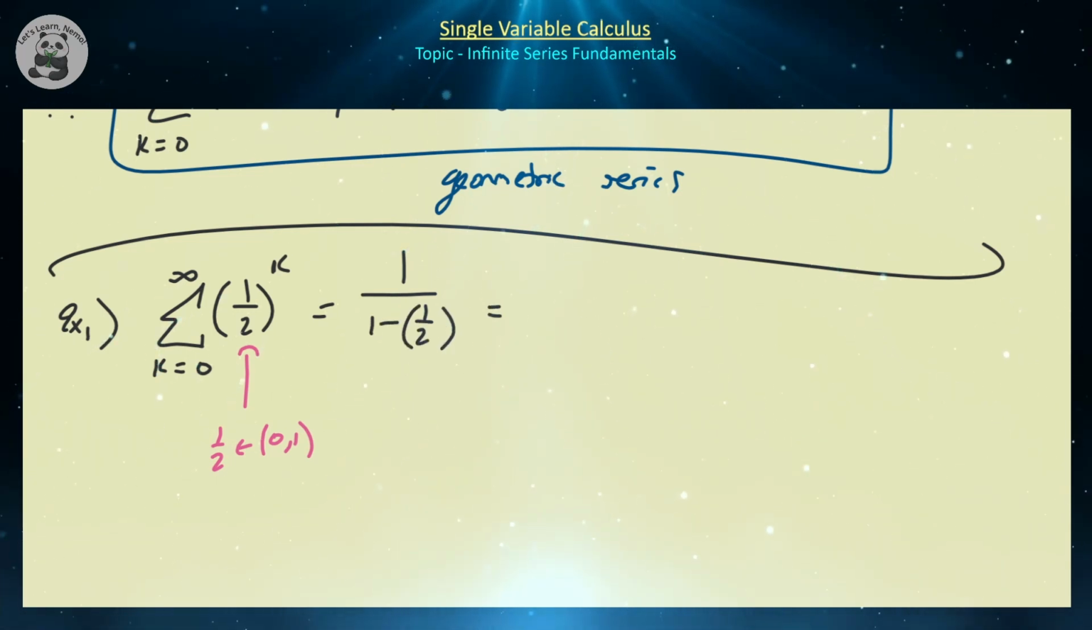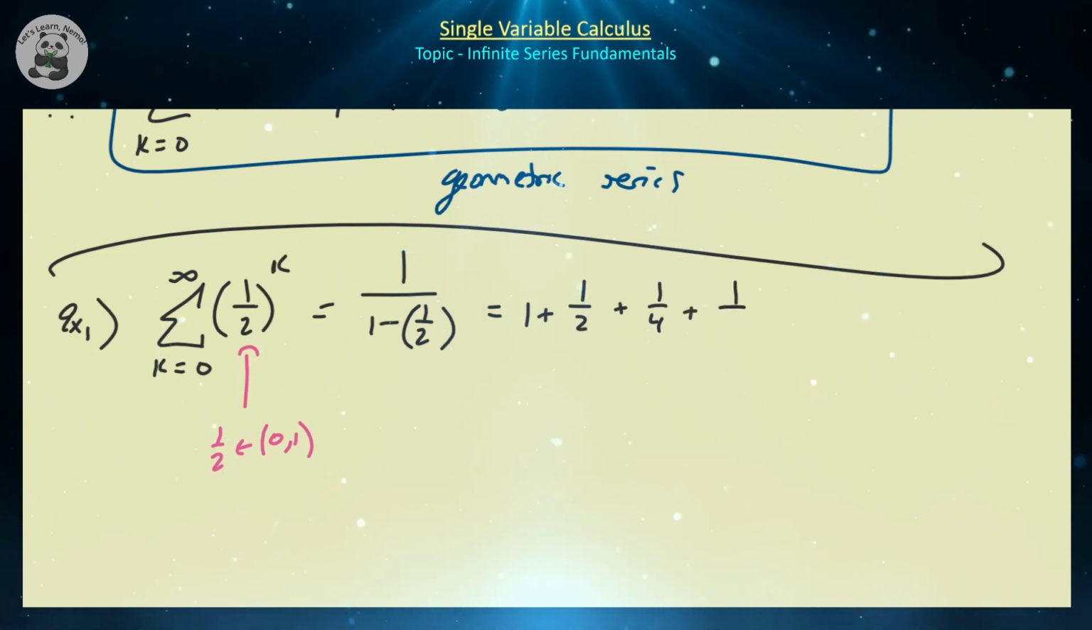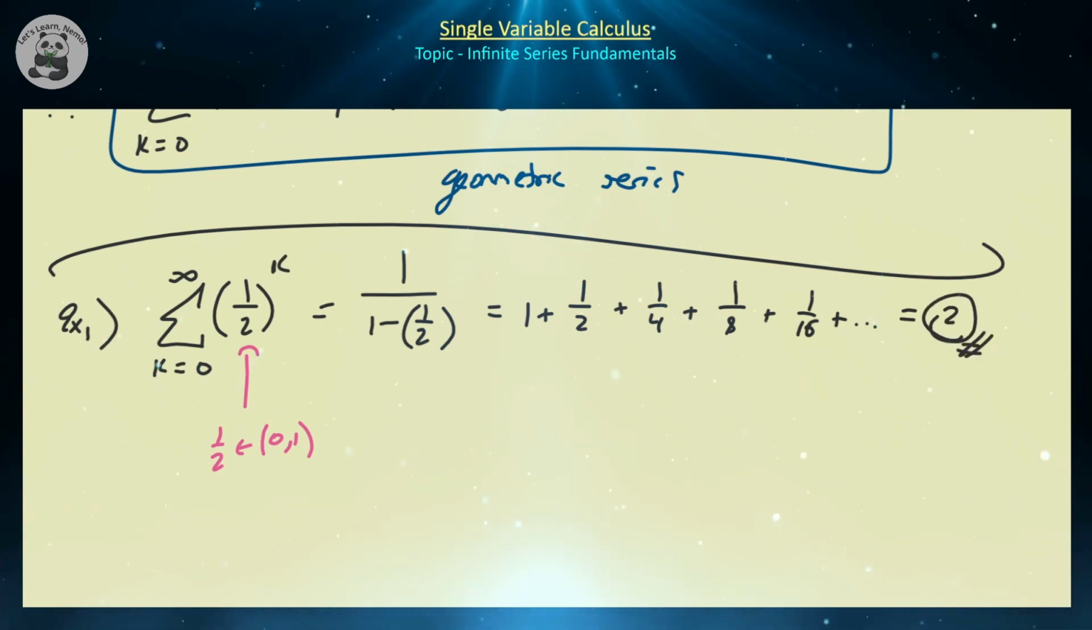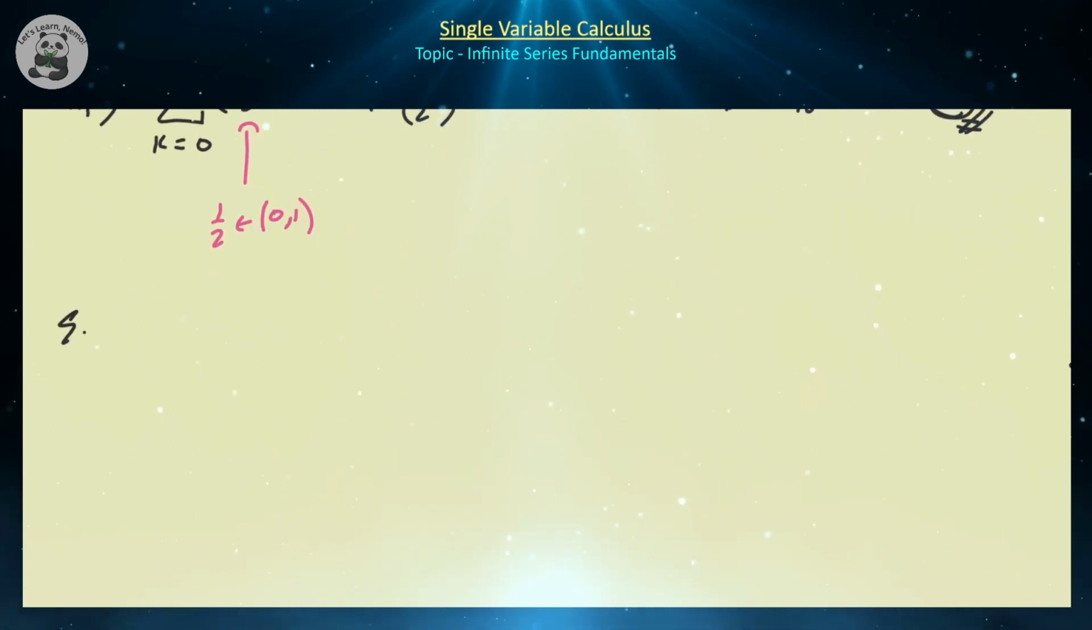So if we look at these values, 1 plus 1/2 plus 1/4 plus 1/8 plus 1/16, they're getting bigger, but they're not really growing faster as n gets really big. In particular, the sum is going to get closer and closer to 1 over 1 minus 1/2, which is equal to just 2.